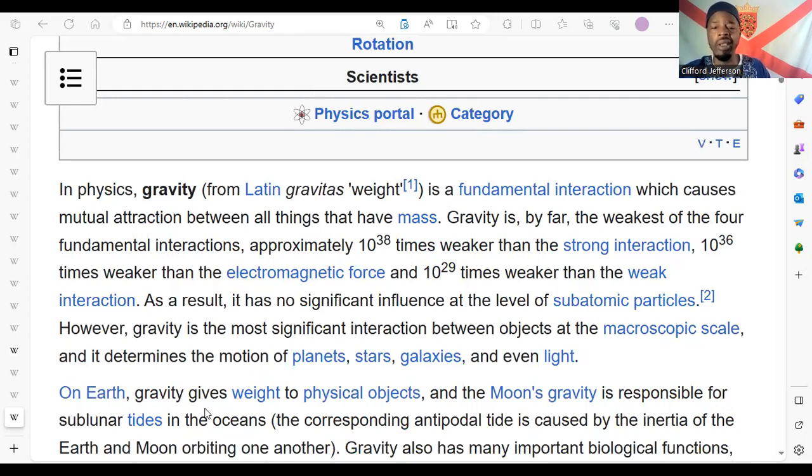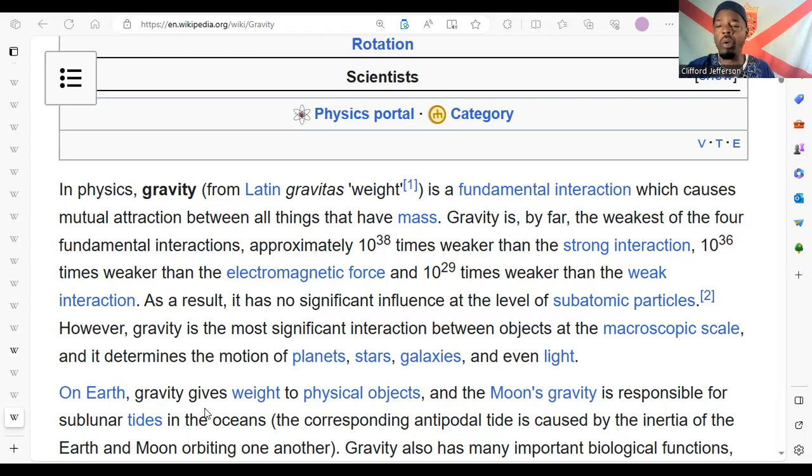In physics, gravity is a fundamental interaction which causes mutual attraction between all things that have mass, i.e., electromagnetism, the ability to attract, to repel. All right, subject to the laws of gravity, i.e., general relativity theory. All right, and that's based upon density and velocity of the objects in question. All right, it says, let's go over.